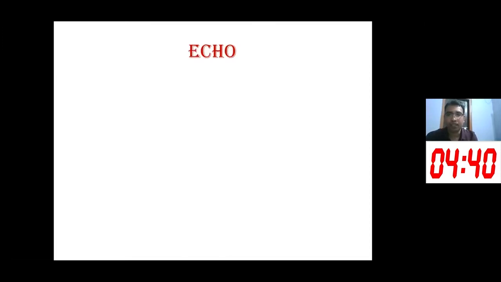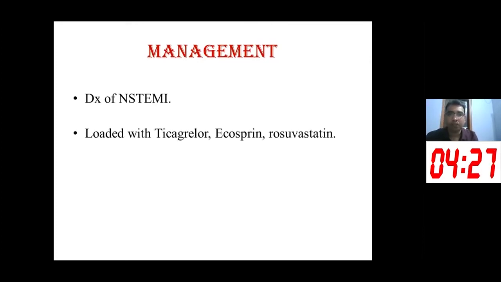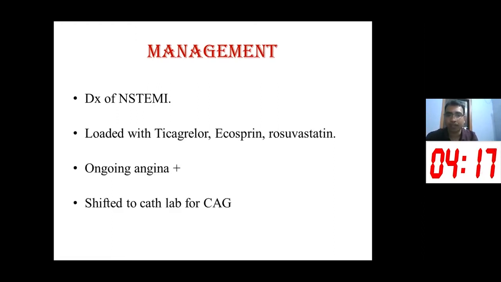Echo was then done, which revealed no RWMA, and the ejection fraction was near normal. So a case of CAD, acute coronary syndrome, with a diagnosis of NSTEMI was then made. The patient was loaded with ticagrelor, ecosprin, and rosuvastatin at requisite doses. Because of ongoing intermittent angina, he was shifted to the cath lab for coronary angiography.